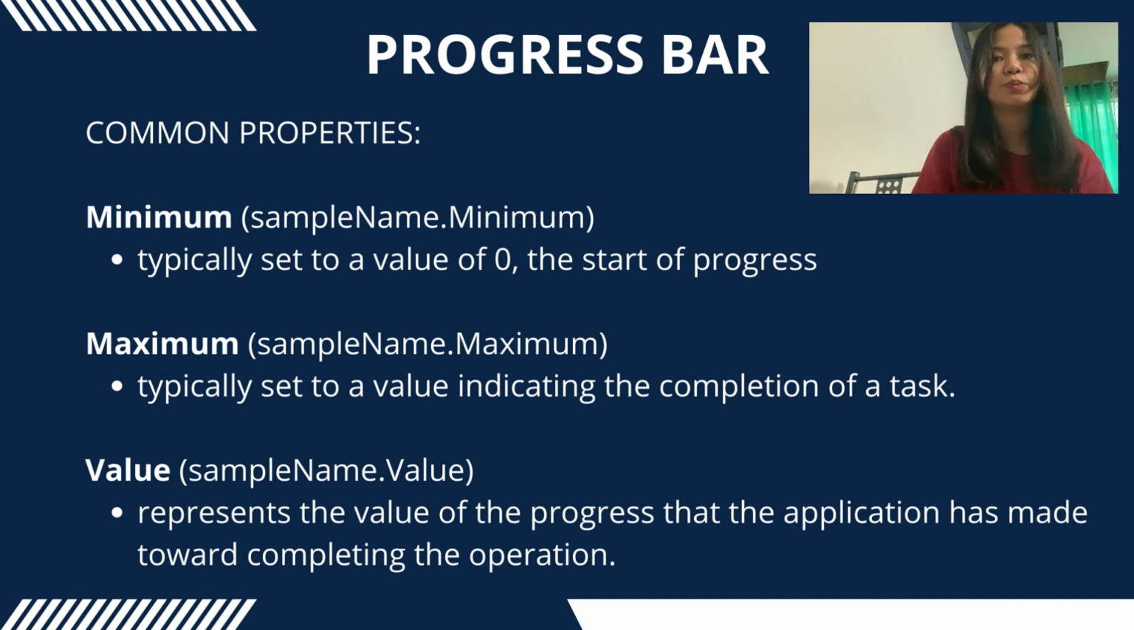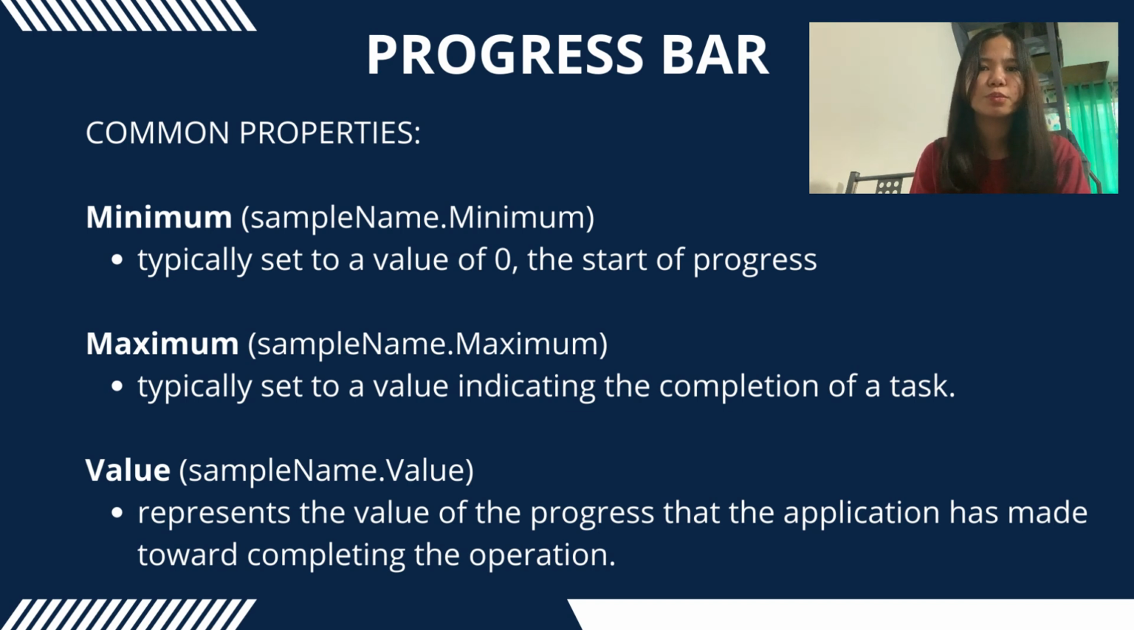Next, the value. We have the value, sample name dot value, we declare it like that. The value represents the progress that the application has made toward completing the operation. So the value is the current progress of that application. For example, we have 75%, 50%, and the maximum is 100%. So the value is the current progress.